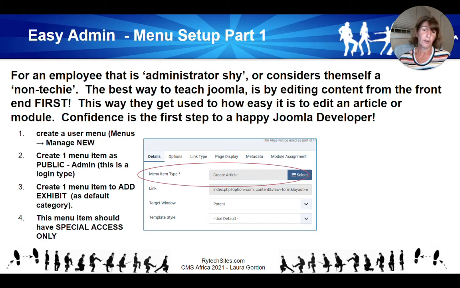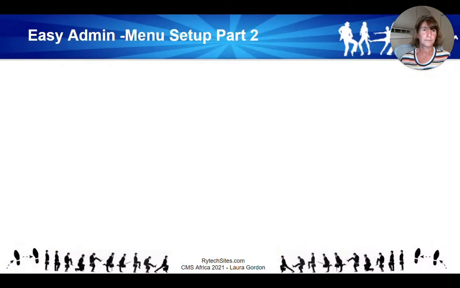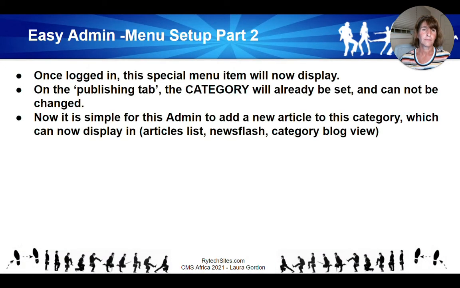Two or three, you're going to create one menu item to add exhibit. So the title is going to be add exhibit. You're going to set a default category. So first of all, the menu item type is going to be create article, and this menu item should have special access only. Once logged in, this special menu item will now display.